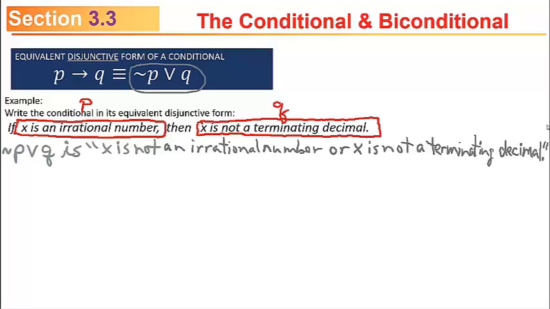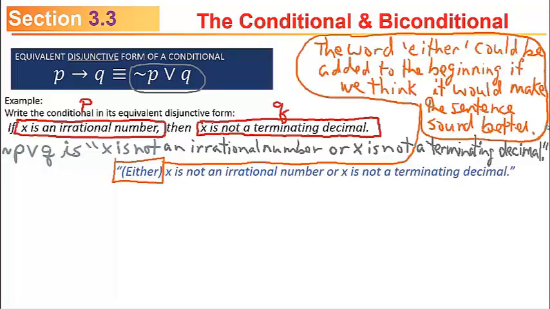So you want to take that and turn it into the right-hand side of the equation, which says not P, x is not an irrational number, then the disjunction, which is the or, and then the Q, which is x is not a terminating decimal. So you put not P ORed with Q, and you get the statement, x is not an irrational number or x is not a terminating decimal. Simple enough.